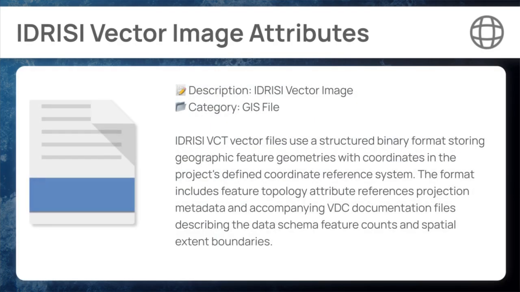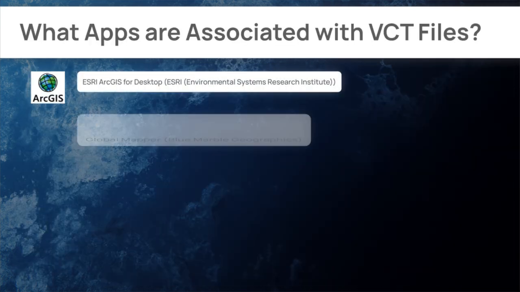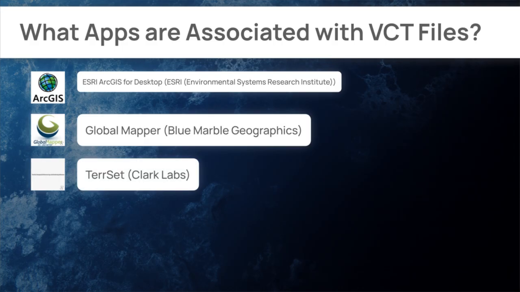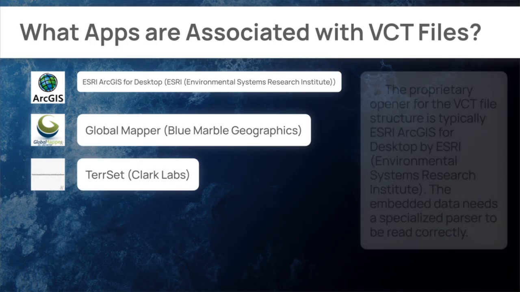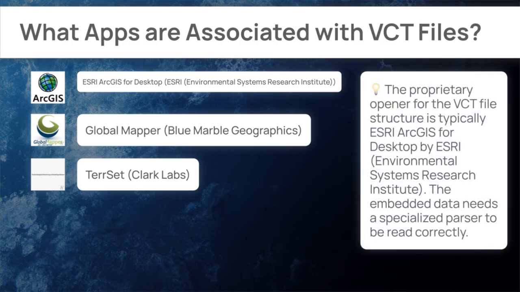IDRISI VCT vector files use a structured binary format, storing geographic feature geometries with coordinates in the project's defined coordinate reference system. The format includes feature topology, attribute references, projection metadata, and accompanying VDC documentation files describing the data schema, feature counts, and spatial extent boundaries. The proprietary opener for the VCT file structure is typically ESRI ArcGIS for Desktop by ESRI, Environmental Systems Research Institute. The embedded data needs a specialized parser to be read correctly. Windows cannot preview most GIS structures, so specialized GIS software is required to view them.